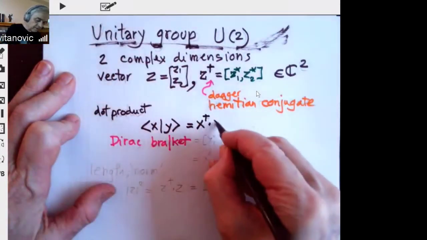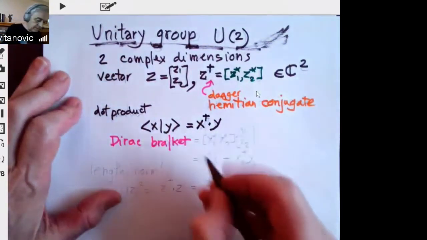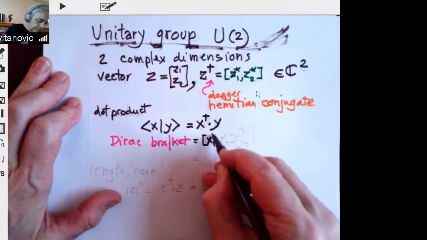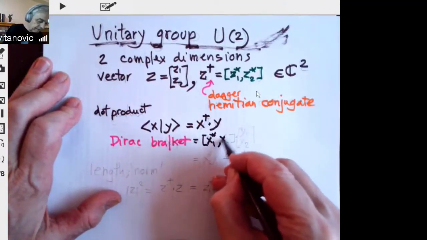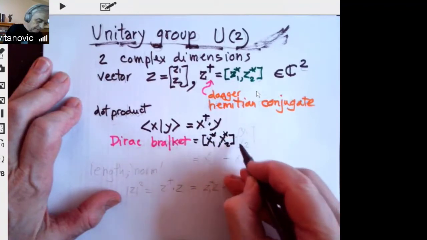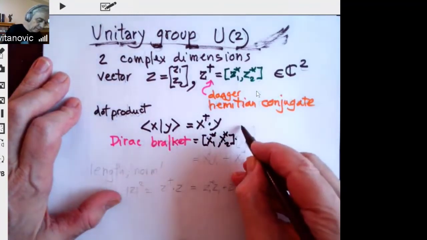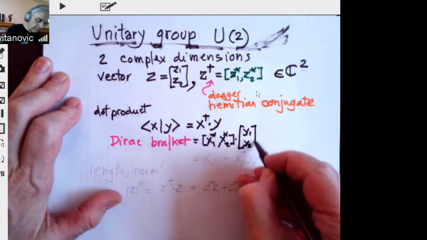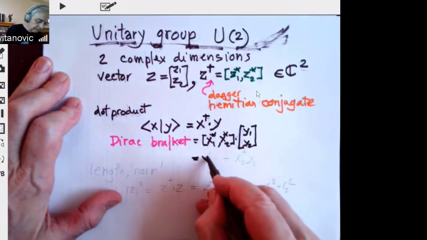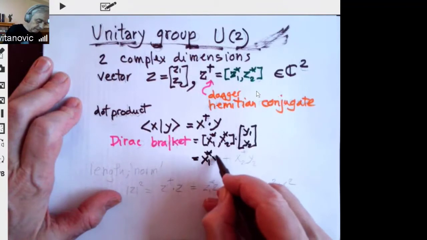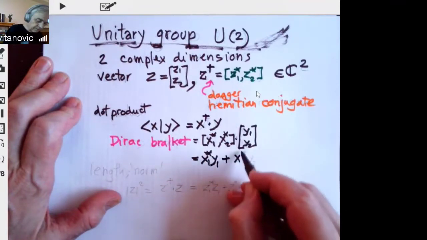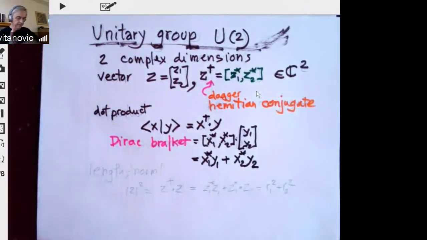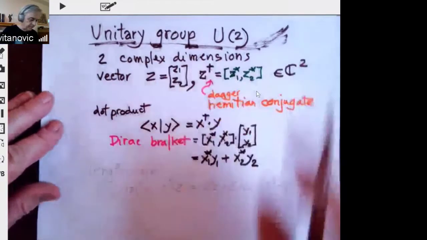a dot, the other vector, which means you write it as x1, first component complex conjugate, second component complex conjugate. So it's a row, and you multiply it by a column, y1, y2, two complex numbers, and you get complex conjugate of first times that, complex conjugate of the second times that. So that's how you define product in this space in two dimensions.